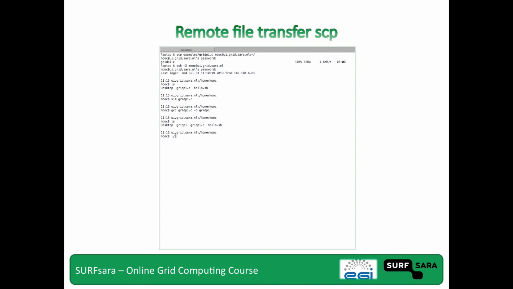So as we can see now, we have the GridPy application without the .c extension, and let's run it. And as you can see, we have an estimate for the number pi.